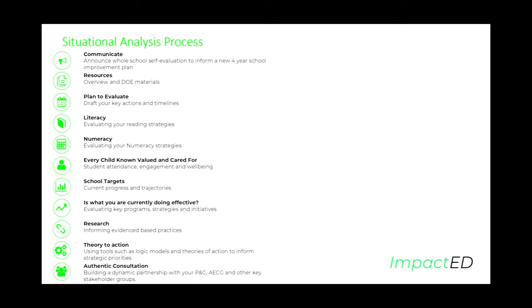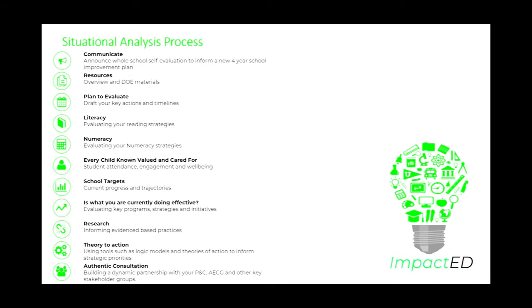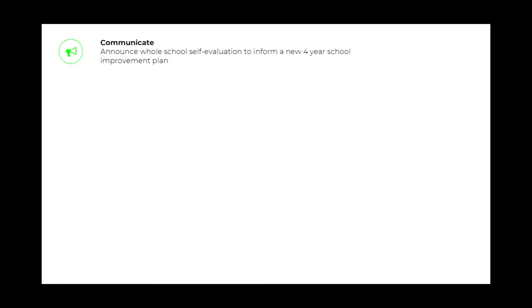So essentially we're talking about 12 separate steps that you may choose to go through, but that will give you a framework that will give you a really good result for your situational analysis. But what we want to do right now is to just look at those first 3 steps: communicate, resources and plan to evaluate, and have a bit of a deeper look at that right now.